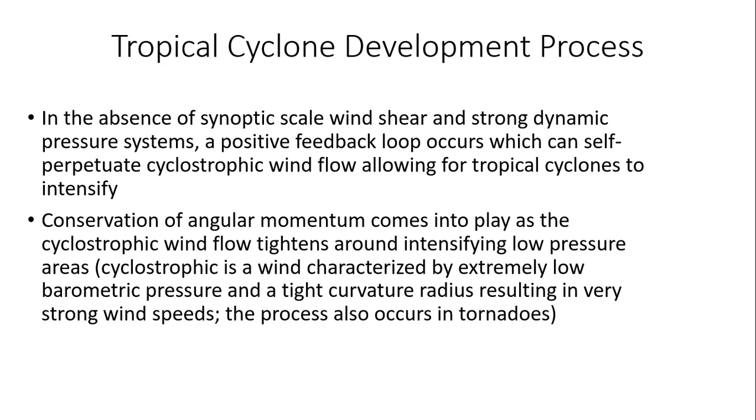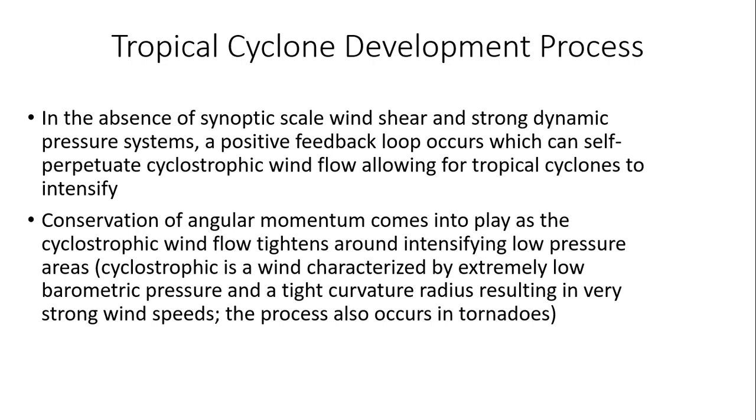So in the absence of the synoptic scale, wind shear, again, is simply a change in wind direction and speed with height. When you get a lot of wind shear, it tends to disrupt or tear apart thunderstorms. It does not allow those thunderstorms to really develop. It tends to tear apart thunderstorm tops. And tropical systems have a very difficult time surviving when you get a lot of wind shear.